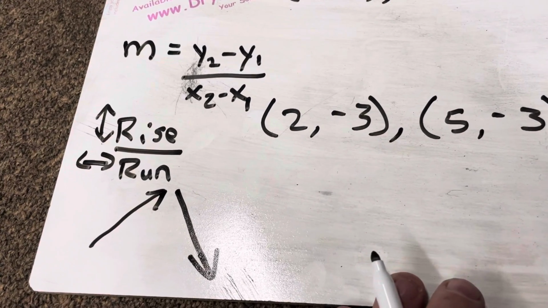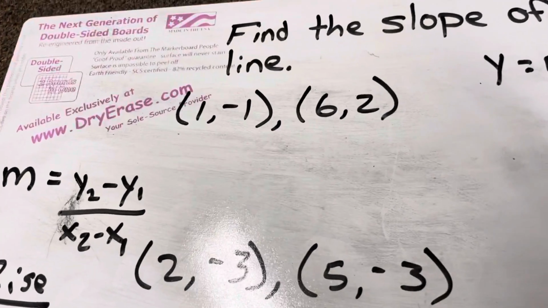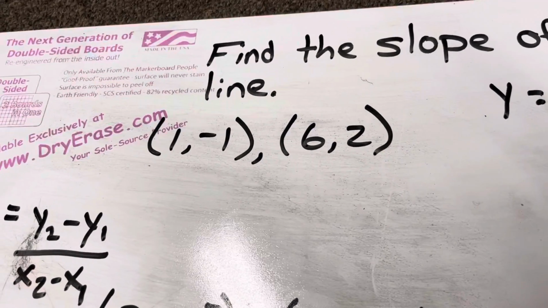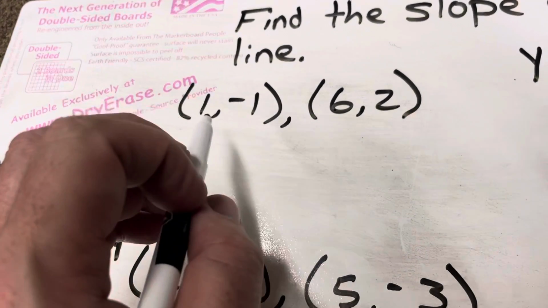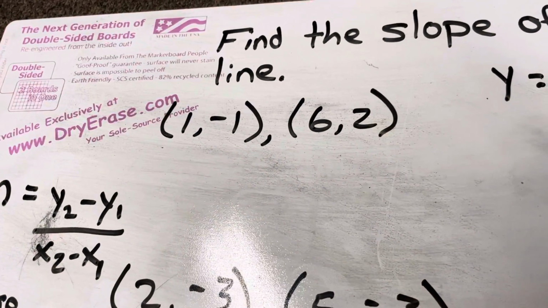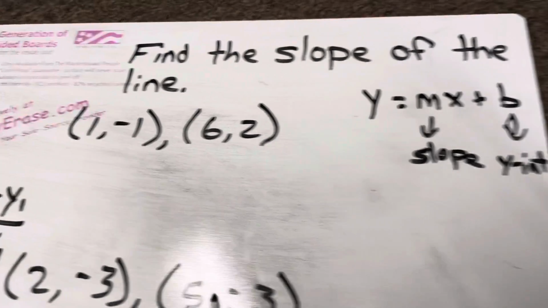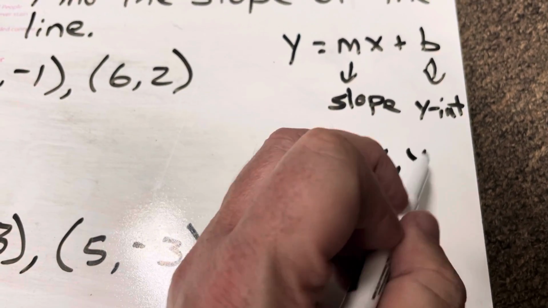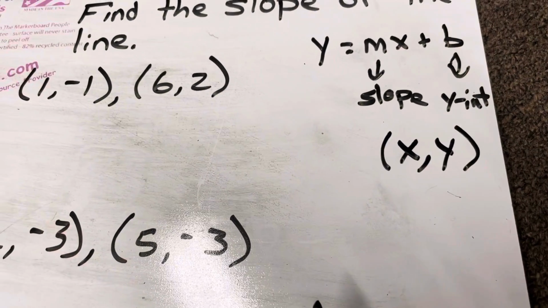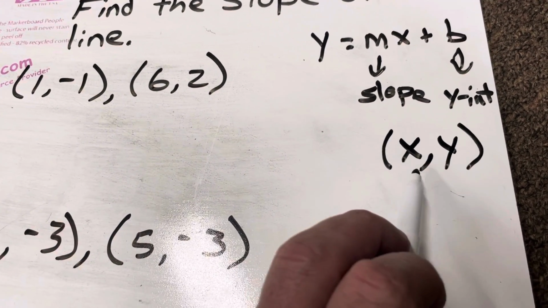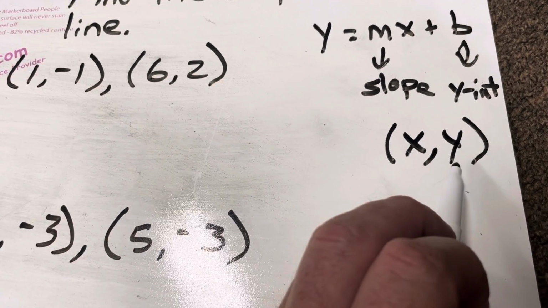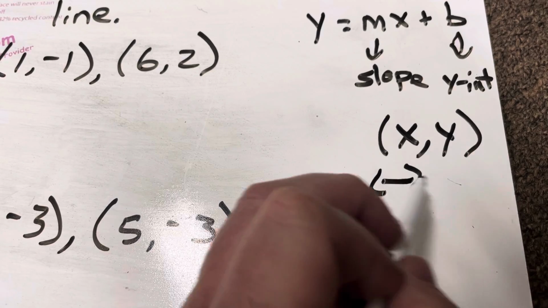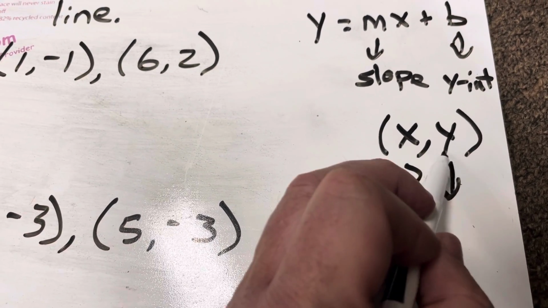So, what you're actually going to be doing today, and we're just going to do 2 examples. This is not going to be a long video for this one. You know the ordered pairs, 1, -1, 6, 2. Now what we need to remember about ordered pairs is they are always written as x, y. The x coordinate, how far left or right, comes first. The y coordinate, how far up or down, comes second.